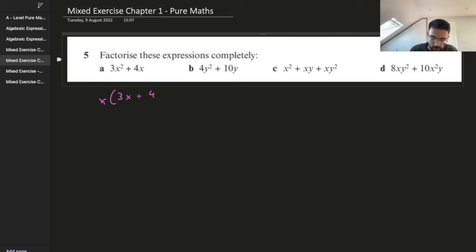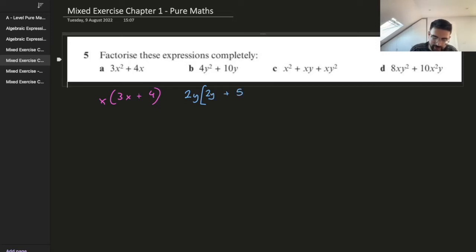Again, let's change our color. So we have 2y. This is the highest common factor across both of these two terms. So 2y times 2y makes 4y squared, and this is going to be plus 5.